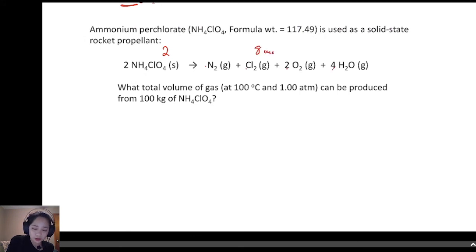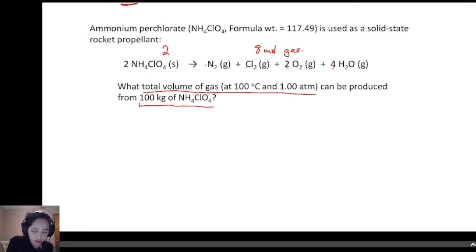This is important because the question says: what total volume of gas at 100 degrees Celsius and 1 atm can be produced from 100 kilograms of ammonium perchlorate? Let's just think about this. PV equals nRT, and I want to get volume.